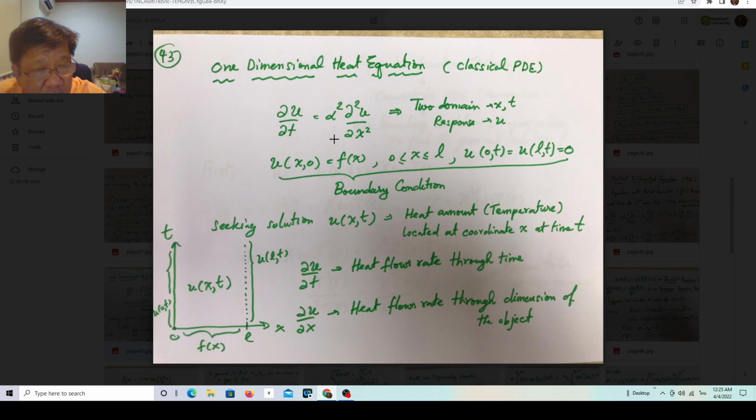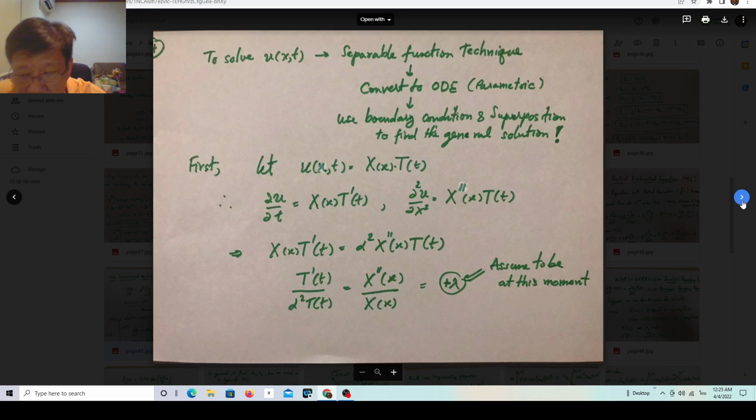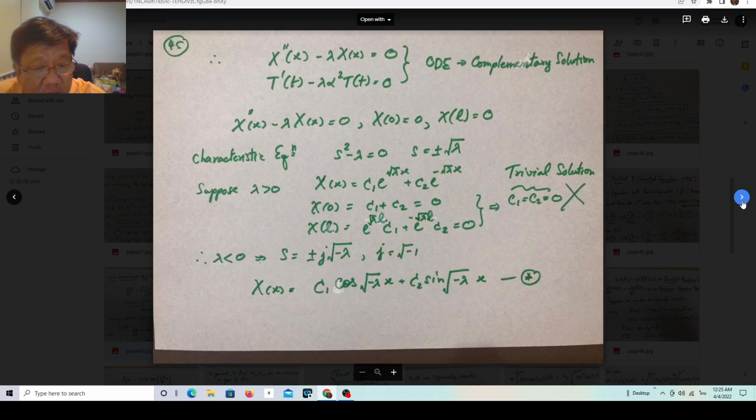one-dimensional heat equation. The reason we call it one-dimensional is because of the dimension of the object you are interested in: you only consider the change along one axis, which we call x. You can easily extend this to two dimensions, where it becomes both x and y coordinates, and you can extend to three dimensions with x, y and z, which we will show you pretty soon.